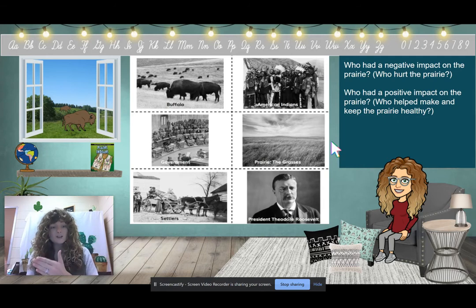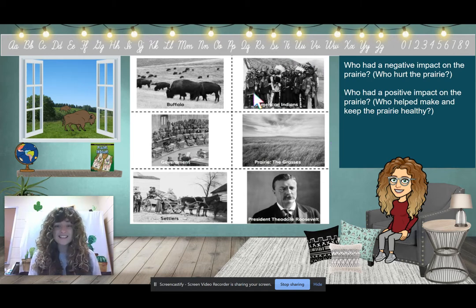Now, later in time, we met a new person in our book who was an American settler, and he was someone who was in the prairie for a long time. I want you to tell me in the Ed Puzzle who had a positive impact on the prairie, who helped make and keep the prairie healthy. Tell me in the Ed Puzzle.